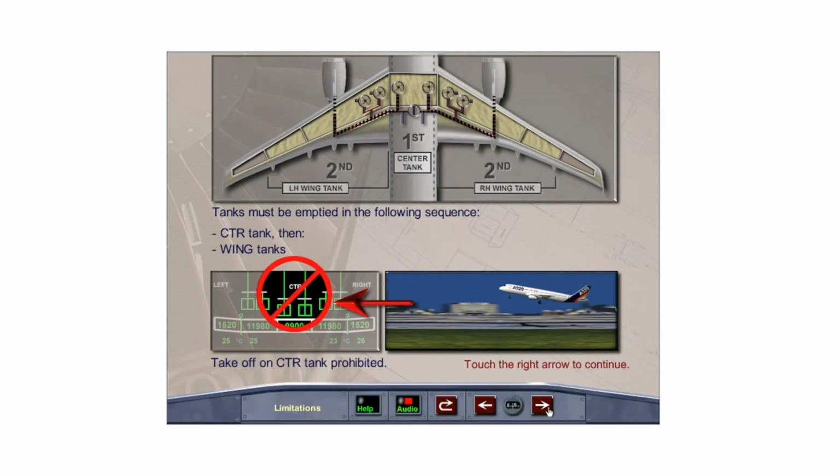Fuel in the center tank must be used before fuel in the wing tanks. Takeoff with center tank fuel pumps operating is prohibited.